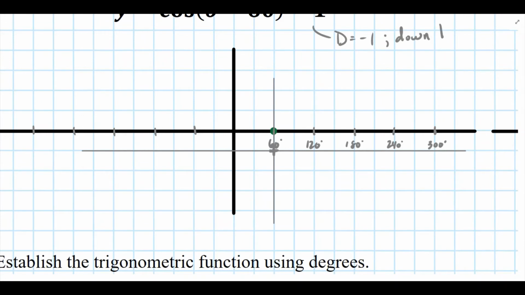Another point is found on the new axes at 90 degrees, 0. Then we can plot 180, -1, and 270, 0. We ran out of room in this direction, but can continue the pattern on the left side of the graph.